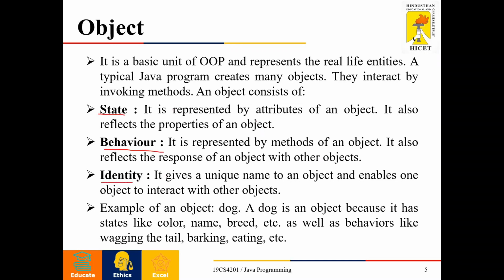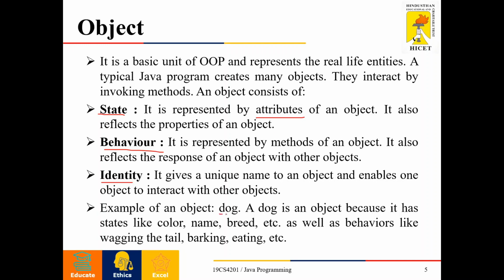Attributes are represented by state and it reflects the properties of an object. Behaviors are represented by methods and it reflects the response of an object with other objects. Identity gives a unique name to an object and it enables one object to interact with other objects.